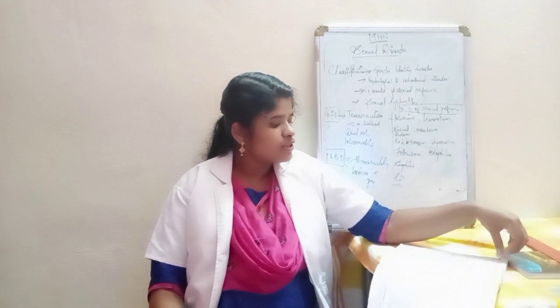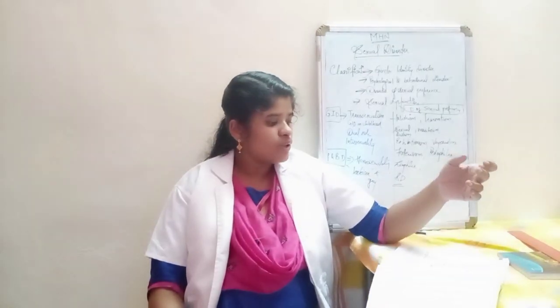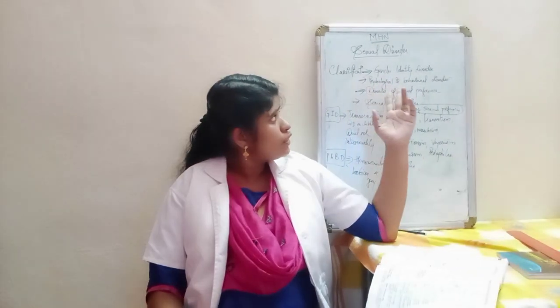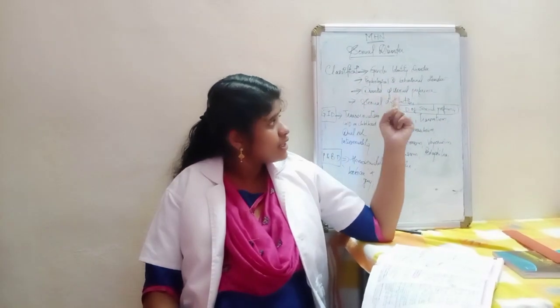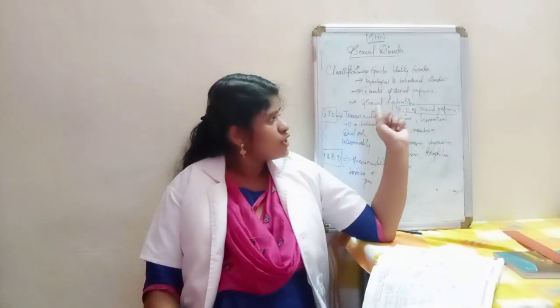In this also nursing intervention is there. That is homework for you. So here ends your sexual disorder category. Sexual disorder is classified into four: gender identity disorder, psychological and behavioral disorder, disorder of sexual preference, and sexual dysfunction. We have discussed these categories already. Notes will be updated for you.